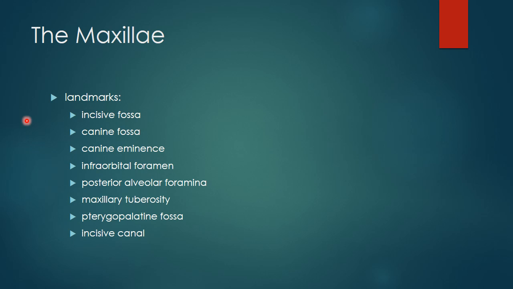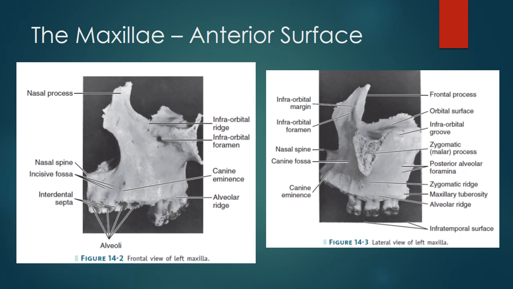These are the important landmarks that can be found in the maxilla. We will discuss each landmark one by one as we discuss the different surfaces of the maxilla. This is the frontal view of the left maxilla. This is the lateral view. It shows us the anterior surface of the maxilla. From this lateral view, this is the anterior surface. This is the posterior surface.